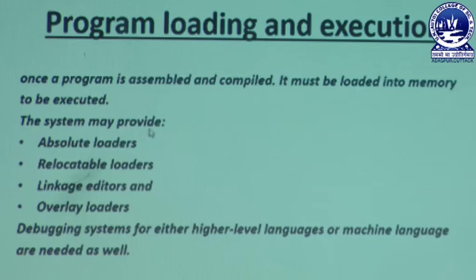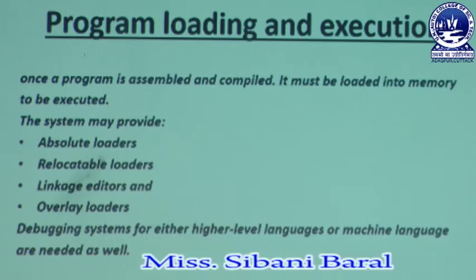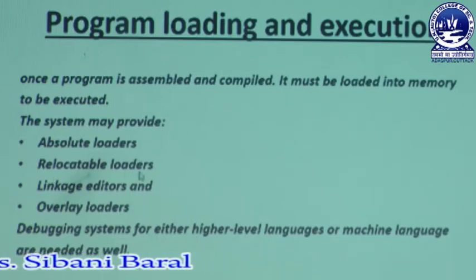What type of system programs may the system provide? The system programs for program loading and execution include absolute loaders, relocatable loaders, linkage editors and overlay loaders. Debugging systems for either higher level languages or machine languages are needed as well, so that the program can be executed. So, the system may provide different kinds of loaders in order to accomplish this task.